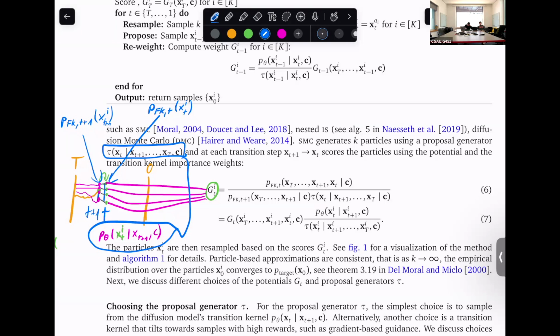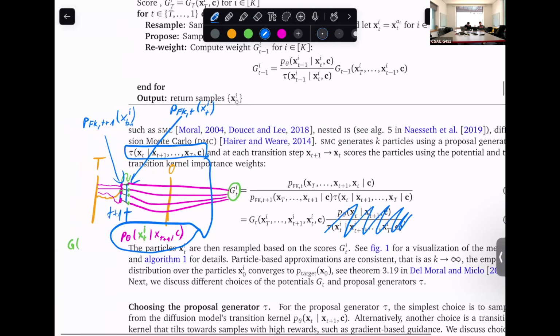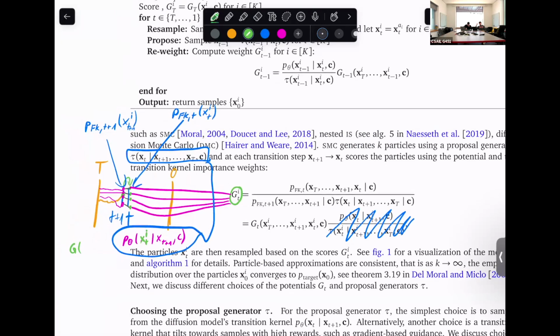But in generality, it doesn't have to be that way. You could imagine, for example, sometimes people talk about gradient guidance, where you inject the gradient of your reward and use that to inform your step. But if we ignore that, then this collapses to just G_t. This is what this becomes.